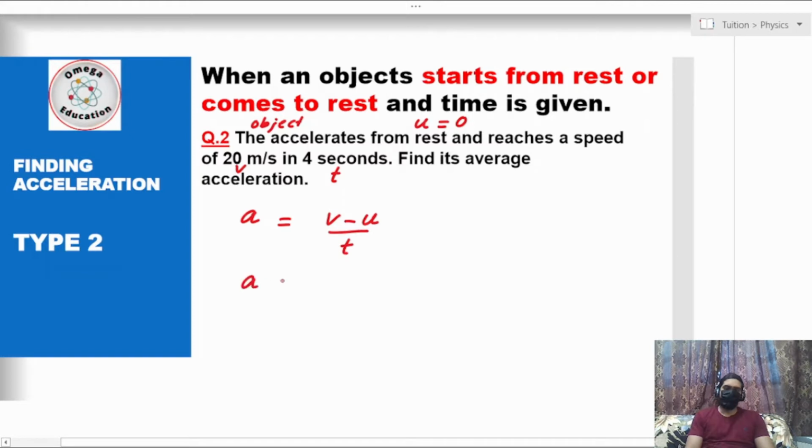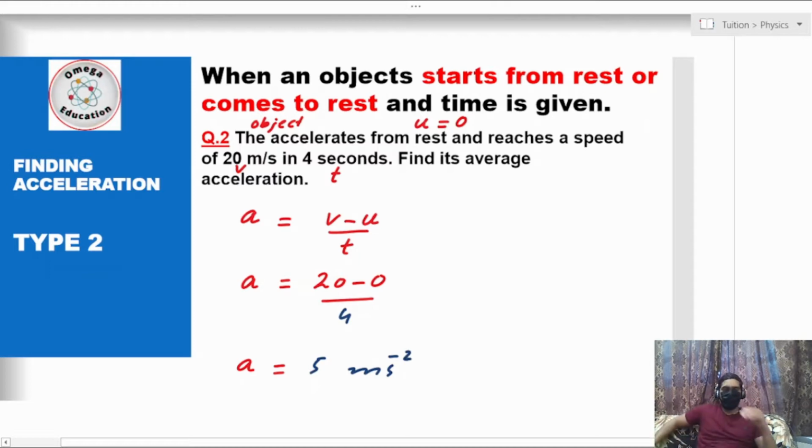Okay, then insert the values in the next step. So 20 minus 0 divided by t. Yeah, and t was 4 seconds. 20 minus 0, 20 divided by 4, 5. 5 meter per second square would be the answer of this one.